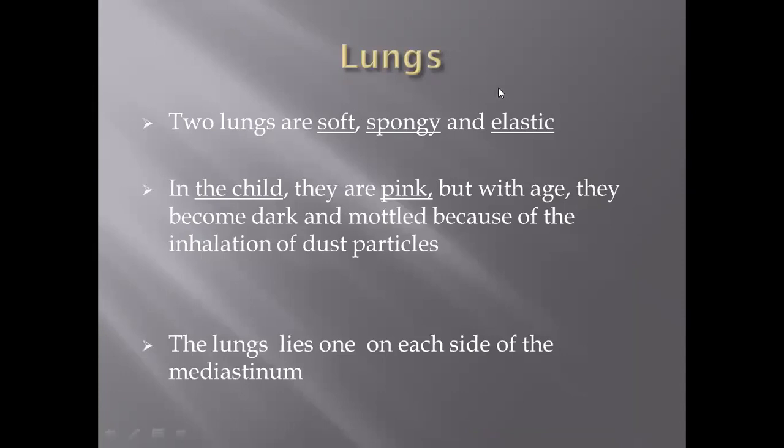As I have already described, the two lungs are soft and not hard. They are soft and spongy because air is entering and running through the lungs. It is sponge-like and elastic, so it can expand, come back to its normal position, and expand again when you take air in. So the lungs are soft in nature, spongy in texture, and elastic. In a child, they are pink because they are not exposed to the pollution outside. So in early childhood, the lungs look very pink.